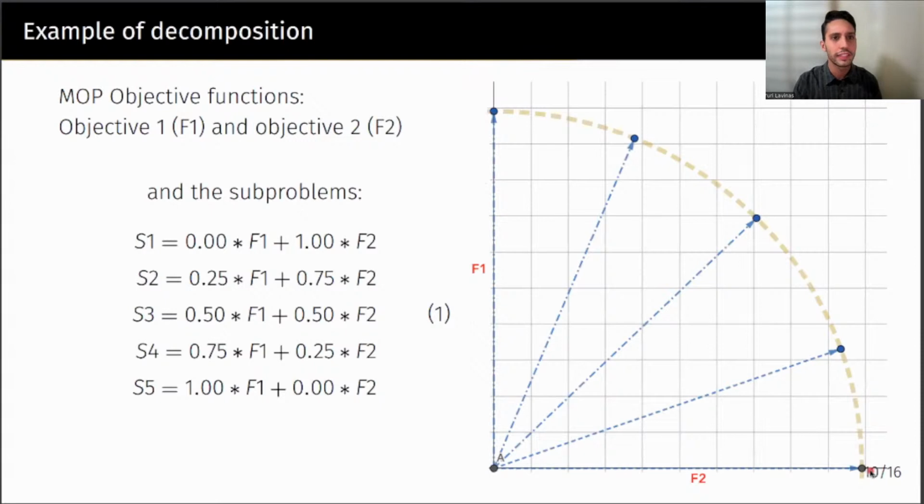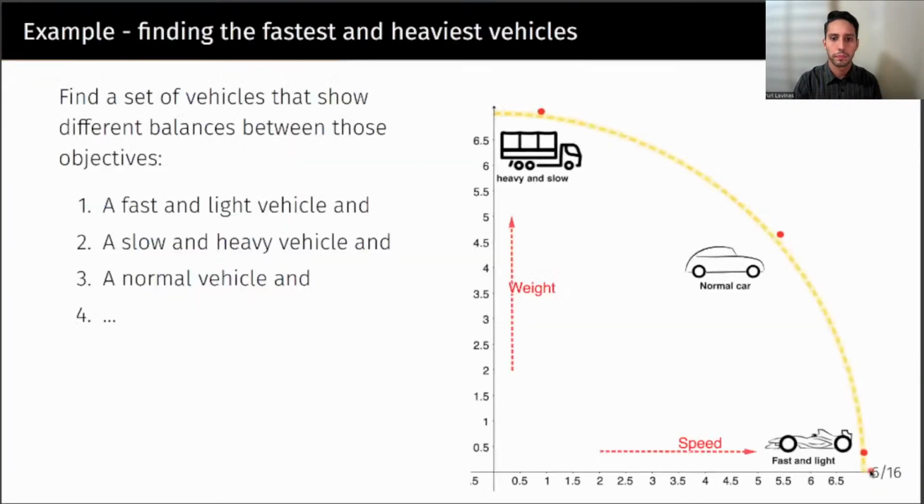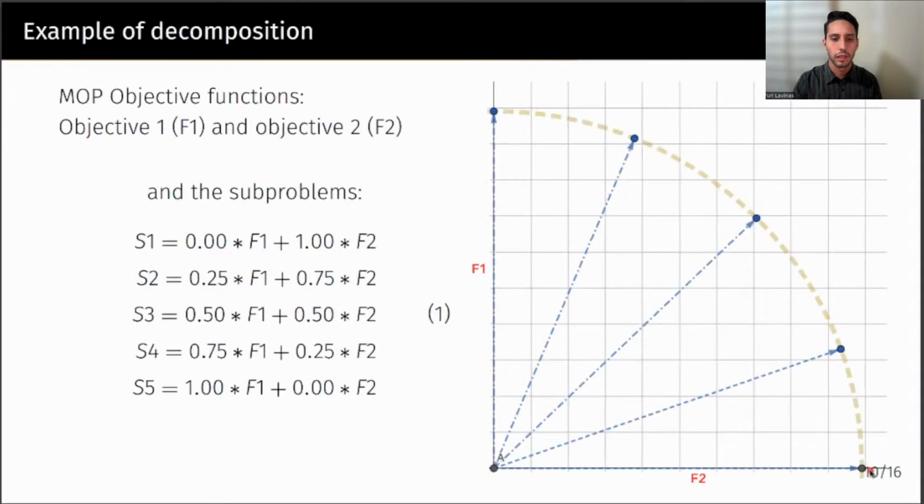So let me show you an example of the decomposition. I'm using two objectives, F1 and F2. And I'm going to create 5 sub-problems, S1, S2, S3, S4, and S5. So let's take a look at S1. It's shown here as a vector in a blue line. This sub-problem is 0 times F1 plus 1 times F2. That way we focus totally on F2.